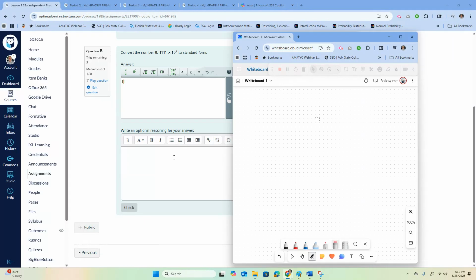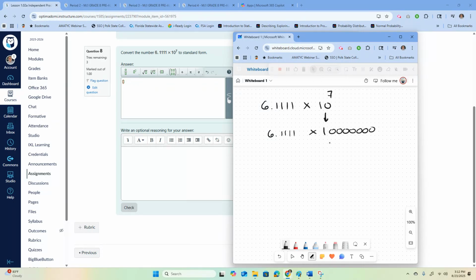Here's problem number 8. Same idea as I did in number 7. They gave us a number in scientific notation. So 6.1111 times 10 to the 7th power. 10 to the 7th power means a 1 followed by 7 zeros. So 1, 2, 3, 4, 5, 6, 7. That means I'm going to multiply 6.1111 by this large number.